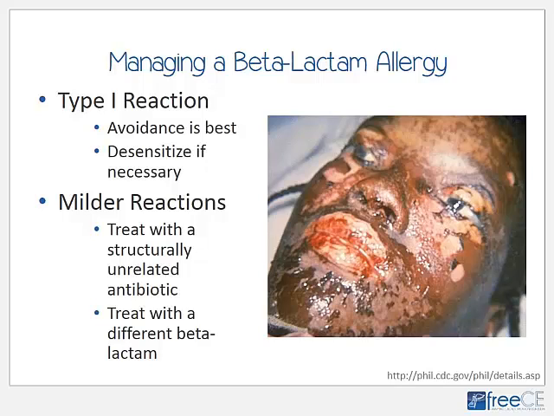But in milder reactions, like skin reactions seen in the photograph, you have the options of treating with a structurally unrelated antibiotic altogether, or just treat with a different beta-lactam. Like I said, that cross-reactivity might not be as high as we once thought. Some people even suggest that with those severe or IgE-mediated type 1 reactions with a penicillin, those folks might be able to take a 2nd, 3rd, or 4th generation cephalosporin. Remember, the cross-reactivity is highest with the 1st generation ones, so still avoid those. I will say that there's no actual risk of cross-reactivity with aztreonam, unless that patient is allergic to ceftazidime, because it does have the similar chemical structure.